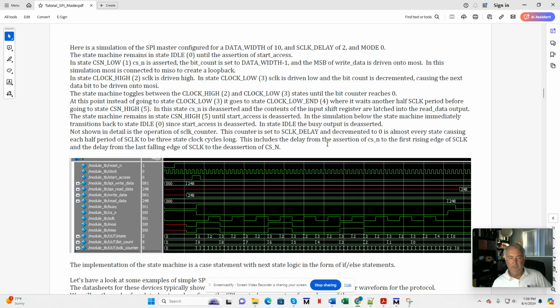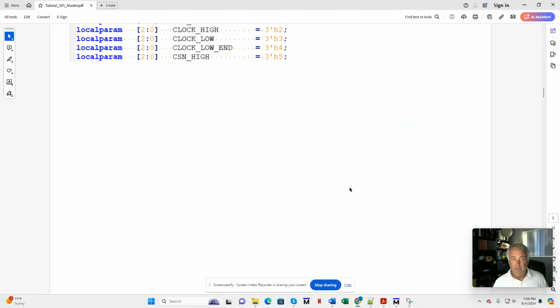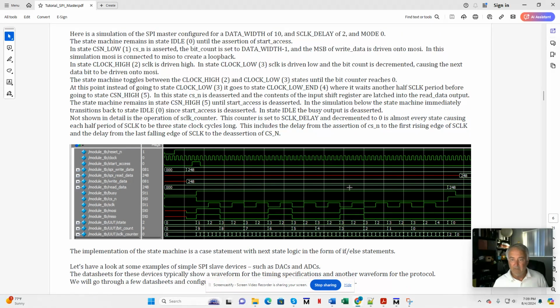So let's go through what's happening as we transition through this state machine. And that's best viewed in a simulation. So here I have a snippet. Oh, that didn't work out. There we go. I have a snippet of a simulation that was done in Altera's free version of ModelSim.